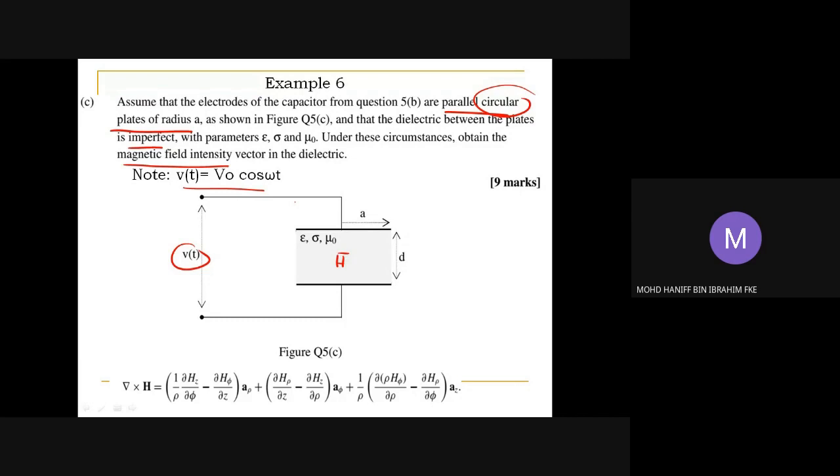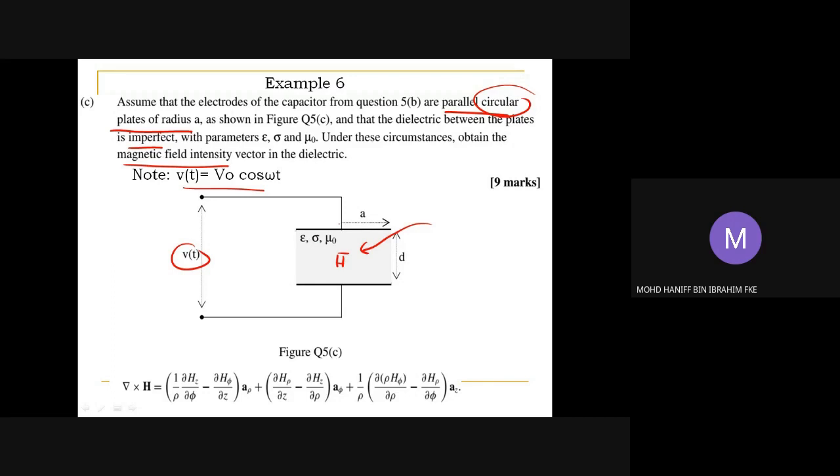Basically there are two methods to solve this problem. The first one is by using the Maxwell equation, and secondly is by using the basic Ampere's circuital law. I'm going to adopt the first method, which is using Maxwell's equation. So we need to find the H field inside this medium, which is inside the dielectric.